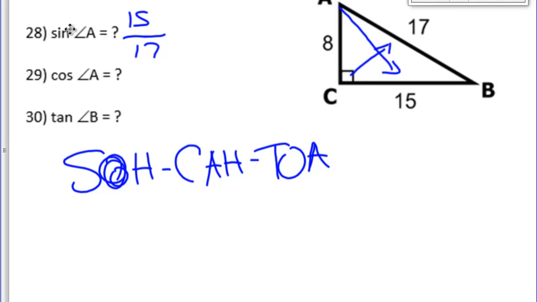29, you got to find the cosine. Cosine is always adjacent over hypotenuse. So what side length is adjacent to angle A? Well, that's 8. And what's the hypotenuse? That's 17. And I'm done.